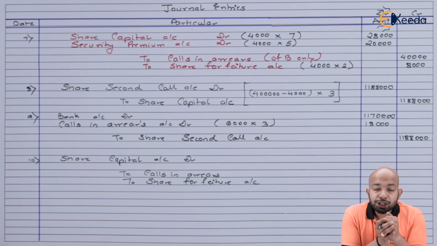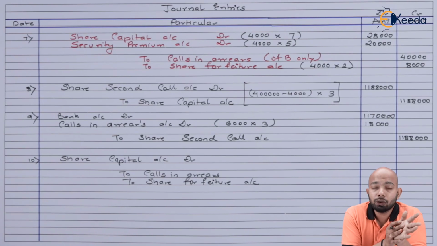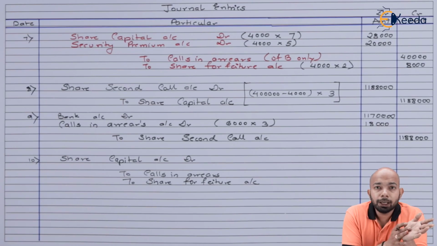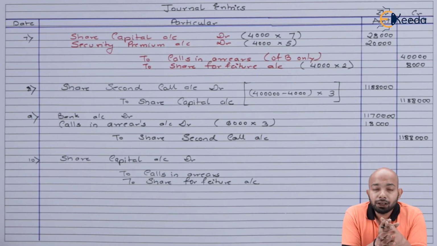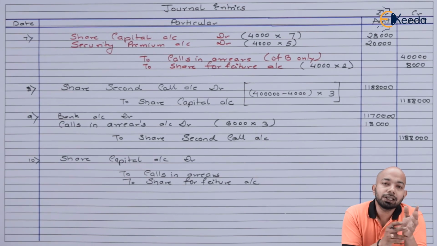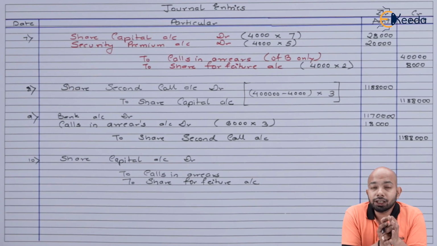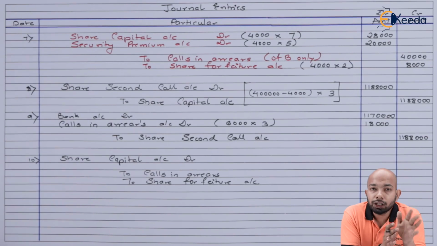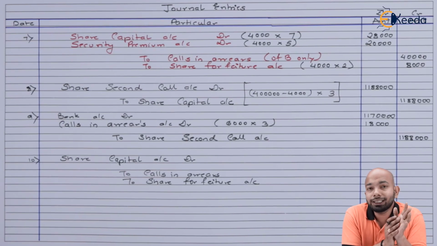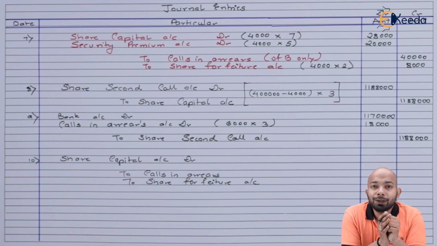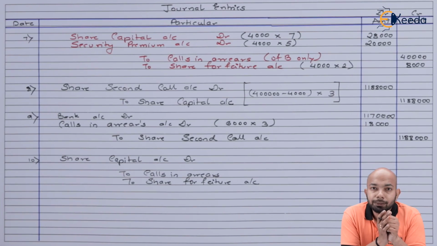So the entry for forfeiture here will be share capital account debit to calls in arrears and share forfeiture account, as we do not have to cancel the securities premium. Hence, securities premium or share premium won't be debited here. Now, when we're talking about share capital account, we'll mention the amount that we have called up. We have called up the whole 10 rupees, not taking the premium into consideration. Hence, capital will refer only to the capital amount. We have called up all 10 rupees here. So, share capital will be 6,000 shares multiplied by 10 rupees here.